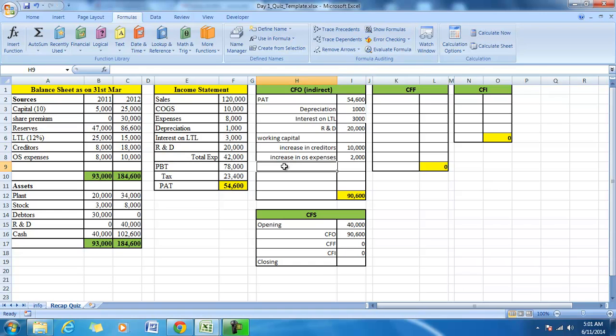Then the debtors have decreased. The decrease in debtors means we made a collection during the period. With the decrease in debtors or receivables, to that extent we have collected money from the customers.